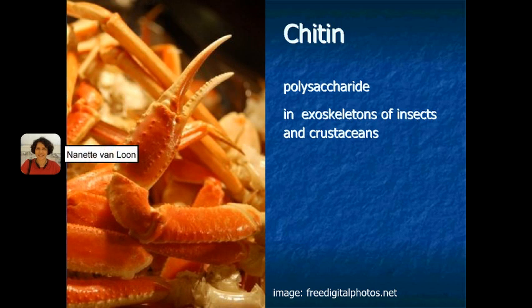In nature, chitin also provides support and protection to insects, crustaceans, and spiders. In the case of these poor crabs, it wasn't completely effective.